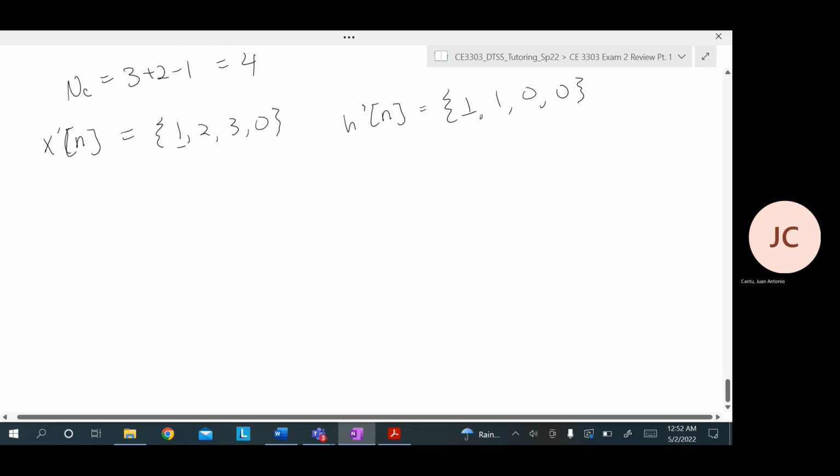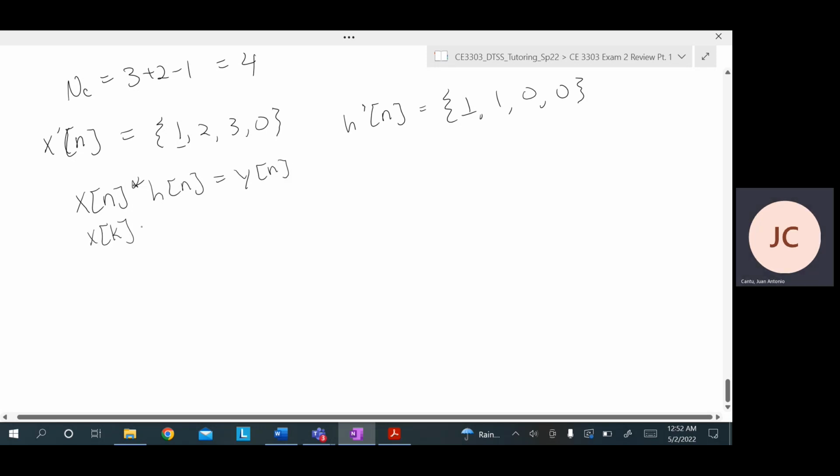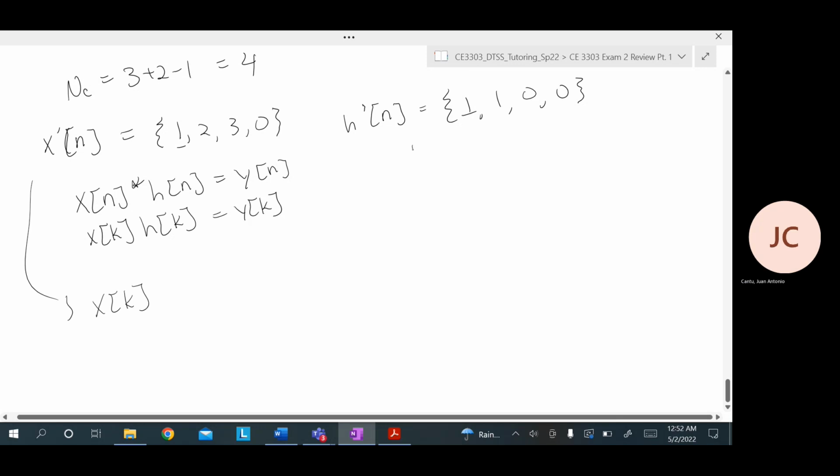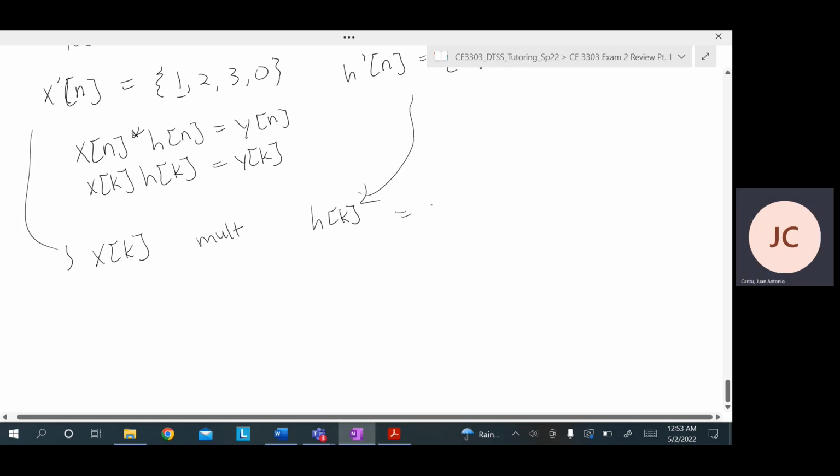So the next step is, although DFT is a sampled version of DTFT, it is still technically in the frequency domain, just a sampled version of the frequency domain. So the same thing applies where convolution in the time domain is the same thing as multiplication in the frequency domain. So what I mean by that is if we have x of n and we convolve it with h of n, we'll get y of n. Well, if we take DFT x of k and multiply it by DFT h of k, we should get y of k. So that's what we're going to do. We're going to take the DFT here, so we'll get x of k. We'll take the DFT here, we'll get h of k. And then we will multiply the two to get y of k.